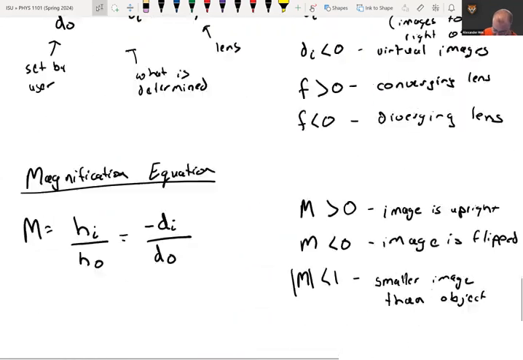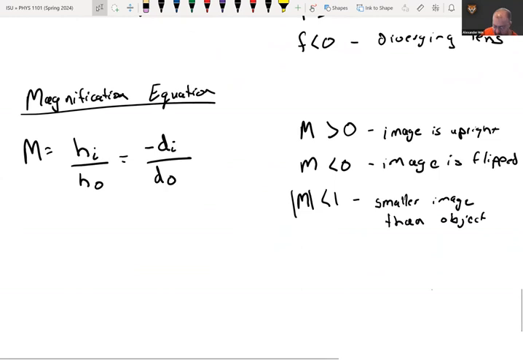But in any case, I just want to verify with the signs. As a reminder, your DI and DO are both positive for real images. And that's why this negative is needed to make it jive with the signs over here. So if your image is inverted, that means it's going to be real, which means you're going to have this kind of magnification here.